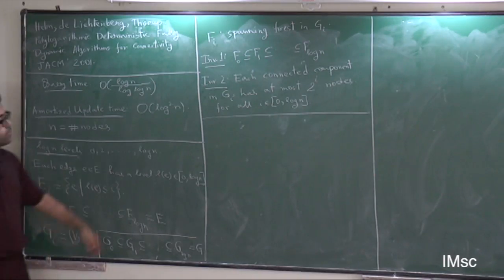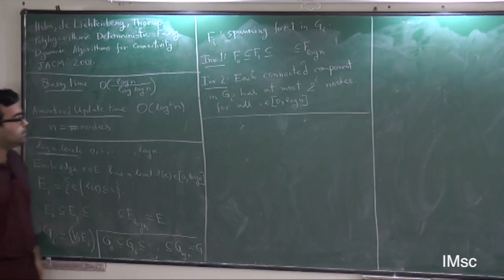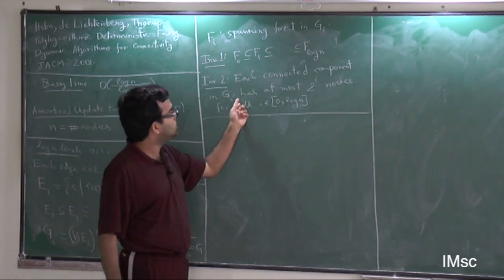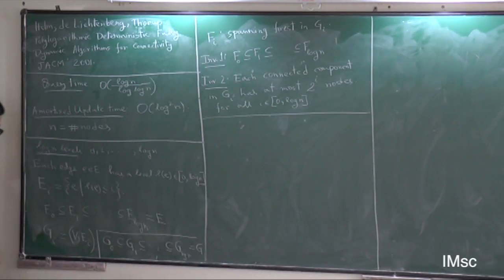Now if invariant 2 has to be true for i equal to 0, what does this mean? It means that each connected component in G_0 has at most one node. That will imply that E_0 is empty. So these subsets of edges have been constructed in such a way that you start with an empty subset, then you are adding more and more edges, but in a way that at each level i, the size of each connected component remains at most 2 to the power i.